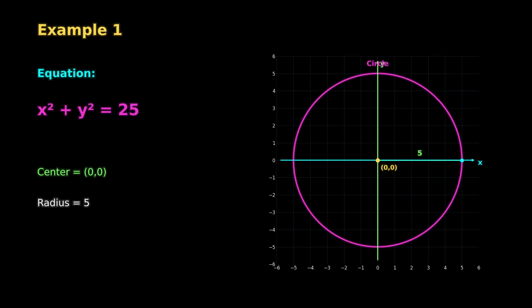See one example. The equation of a circle is x squared plus y squared is equal to 25. From this, the center is at the origin (0, 0), and the radius is 5. r squared is 25, so r is 5. Now we have the center and the radius, so we can draw the circle easily.